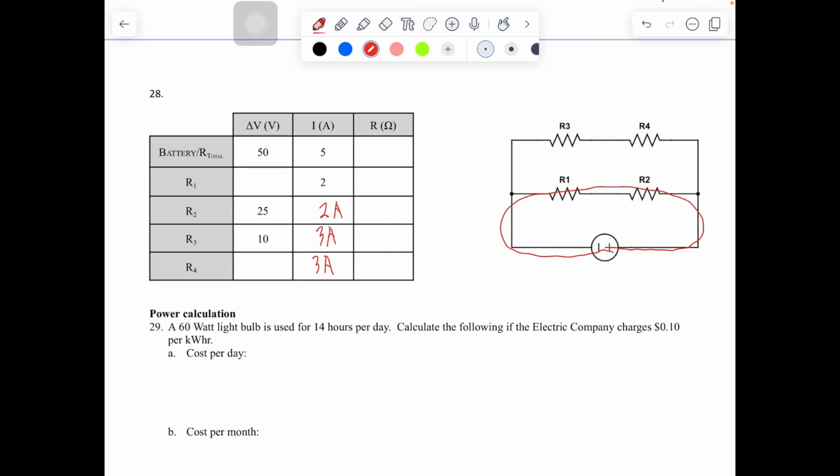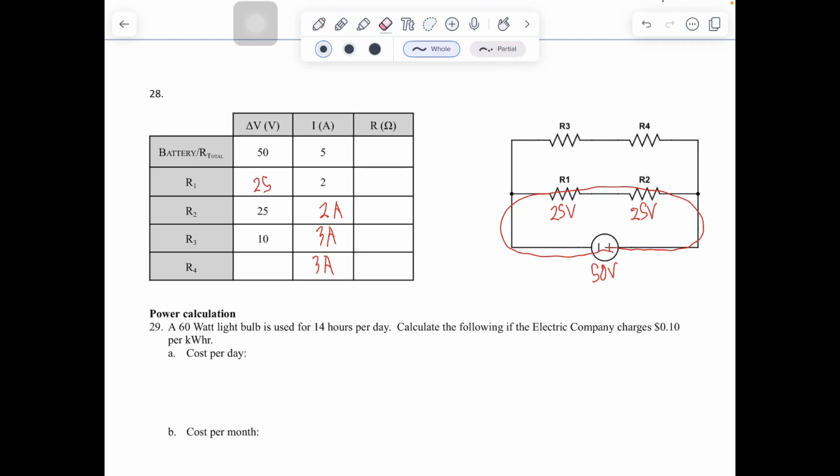You must drop all the voltage from your battery. If we get 50 volts from our battery, we have to drop 50 along our path. If we drop 25 volts at R2, the only other place we can drop voltage is R1. So we must also drop 25 at R1.